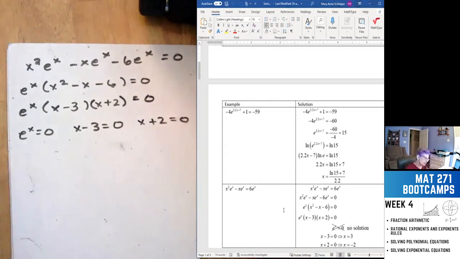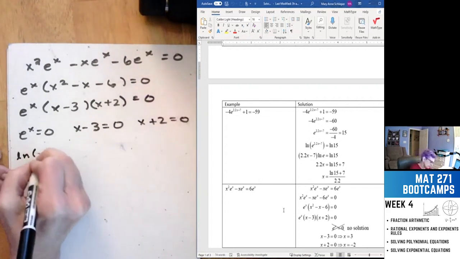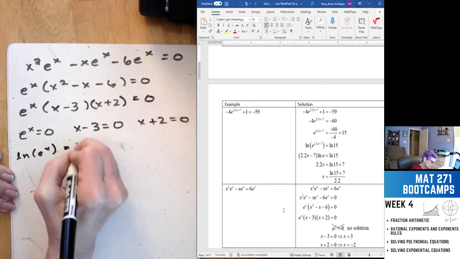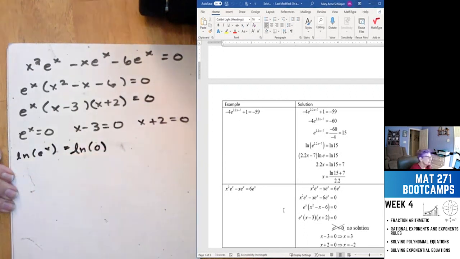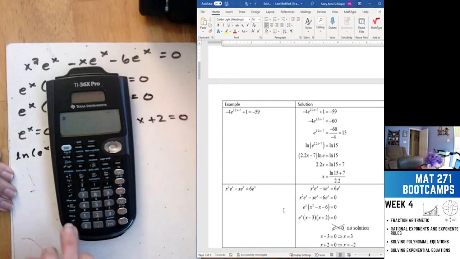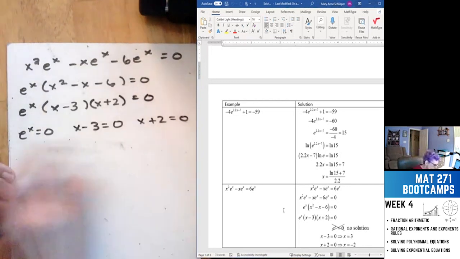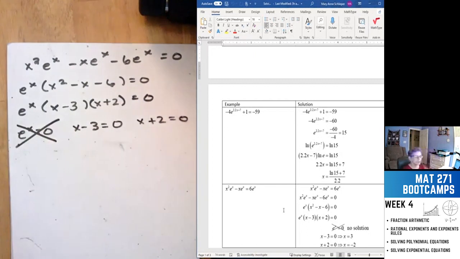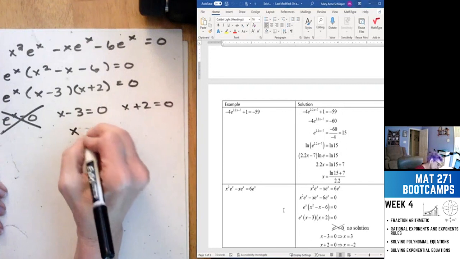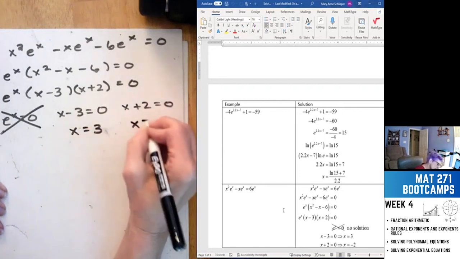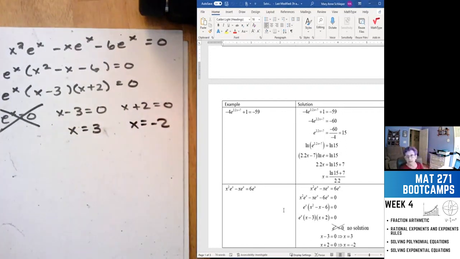Even if you try to solve it by taking the natural log of each side, what happens when you try to take the natural log of 0? Even your calculator gets mad at you. No solution. So as soon as you see that, you can put a big X through it. You do get two perfectly good answers. You get x equals 3 and x equals -2.